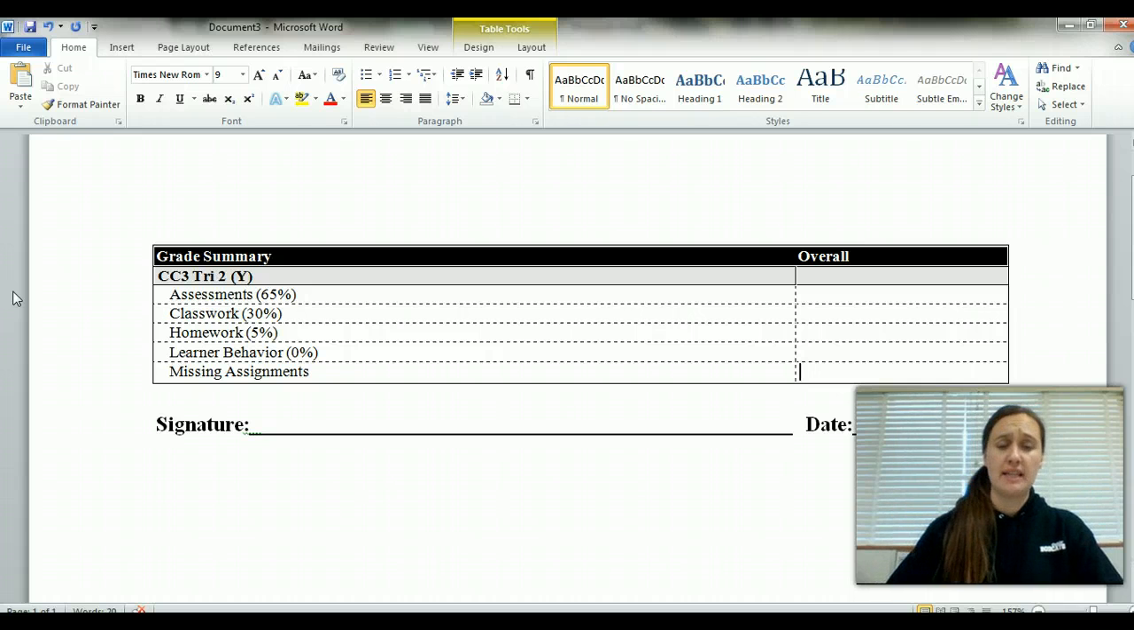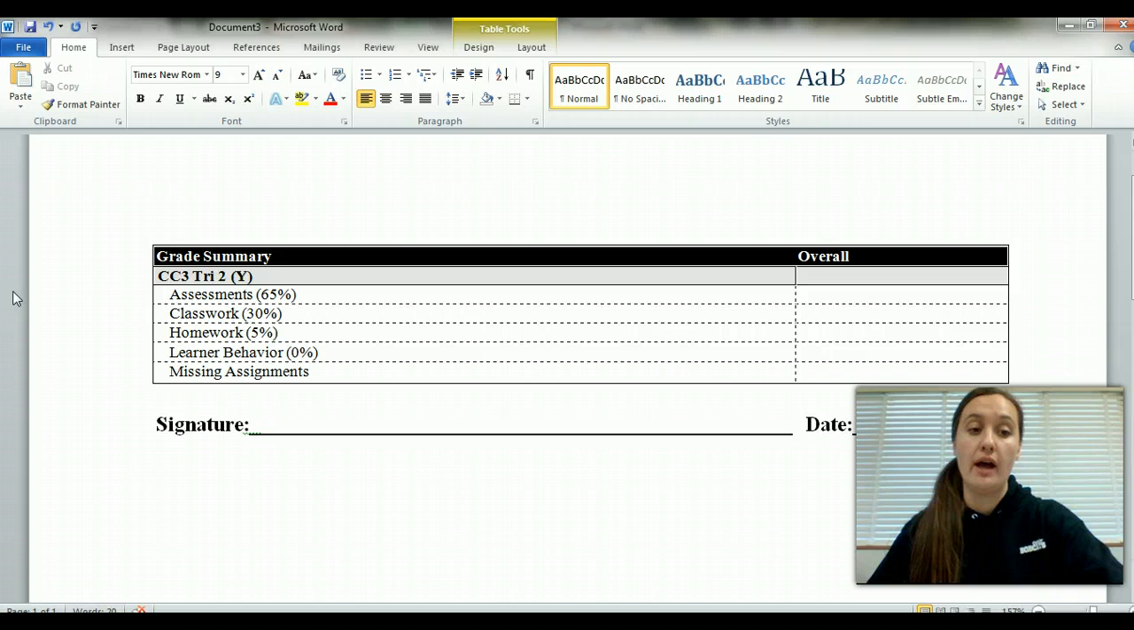I wanted to take time just to explain the progress report and what you guys see when you go home, what it looks like in my gradebook, and specifically how to tell how your student is doing based off our progress reports. Now, this is strictly for math class.